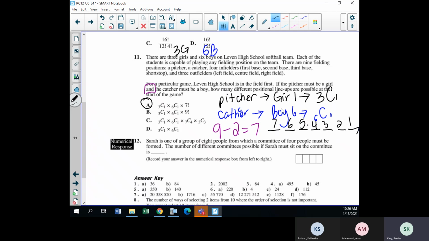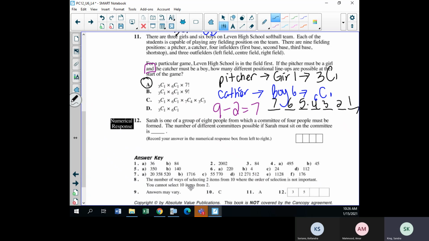And that's how they get it, right? If you just look down here, you would be like, 11A, well, how are they getting A? This is the pitcher, this is the catcher, and this is the remaining 7 kids. You have 7 kids to choose from for that position, 6 here, 5, 4, 3, 2, 1. But it becomes a permutation at this stage here.